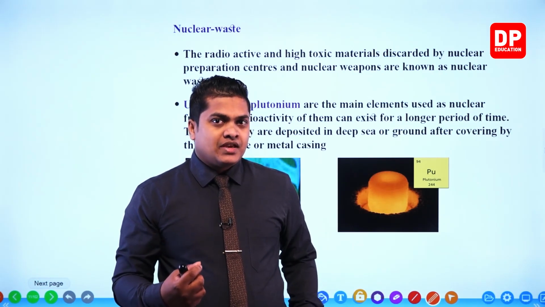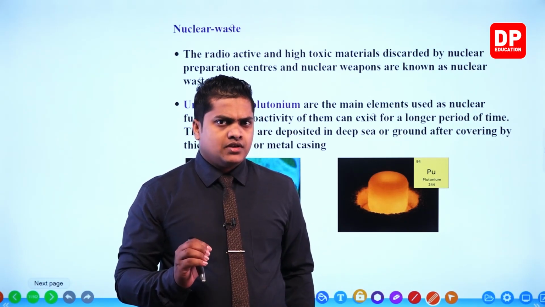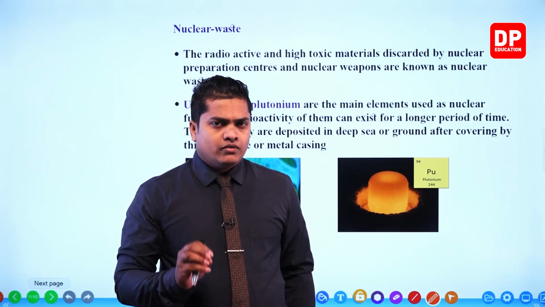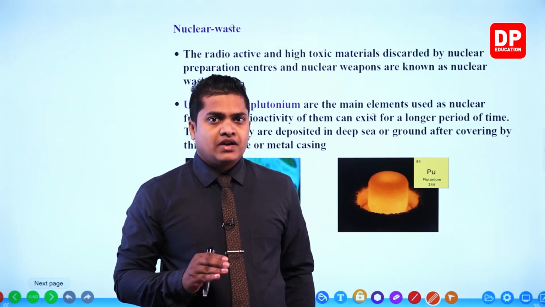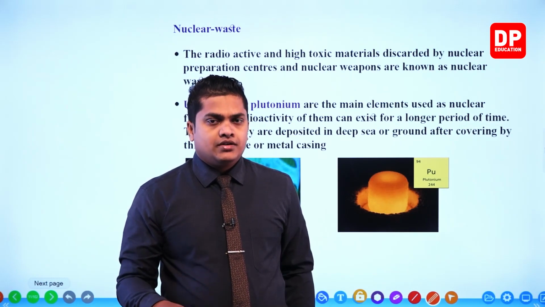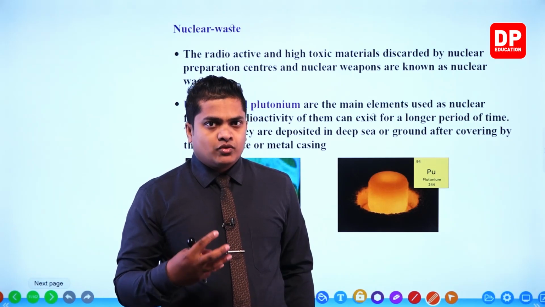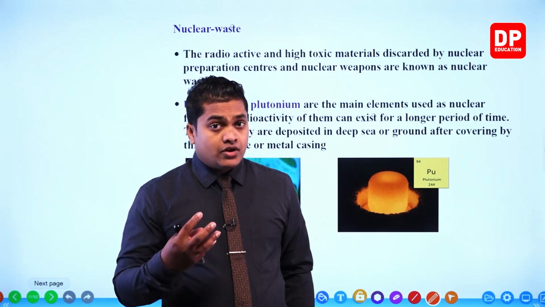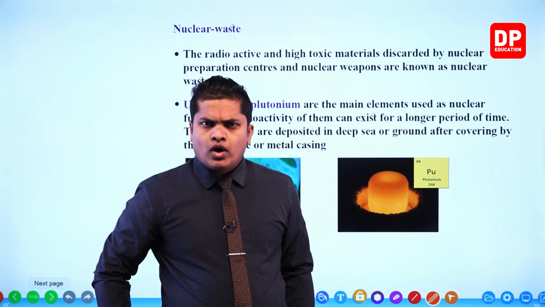However, my dear children, in nuclear preparation centers or in nuclear power plants, mostly we use uranium and plutonium, and they are actually covered by a certain metallic sphere, right? Here we are discussing nuclear waste now. These nuclear fuels are not the ones which are considered as nuclear waste here. Then what?